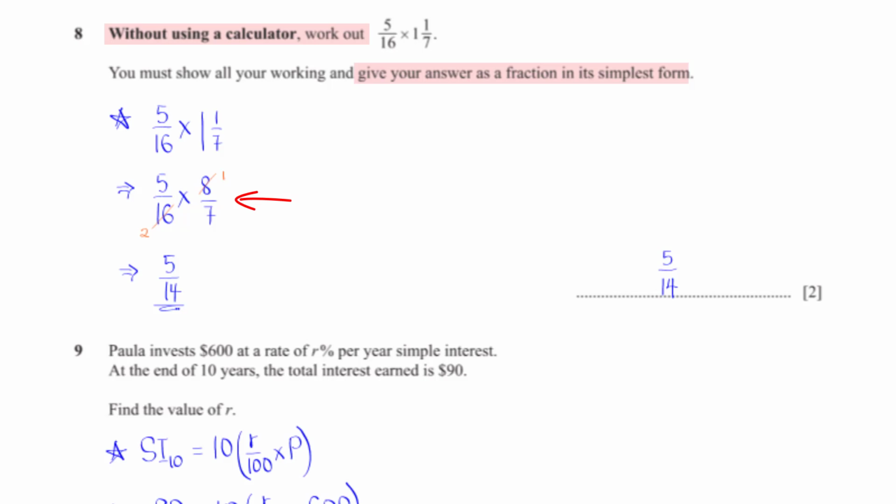8 goes into itself once and goes into 16 2 times. So for the numerator, we have 5 times 1 giving us 5, and for the denominator, we have 2 times 7 giving us 14. And so our final answer is 5 over 14.